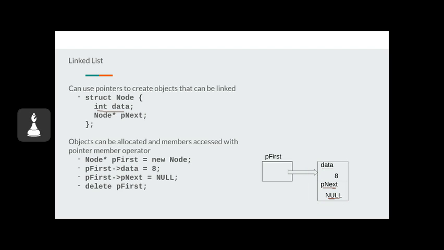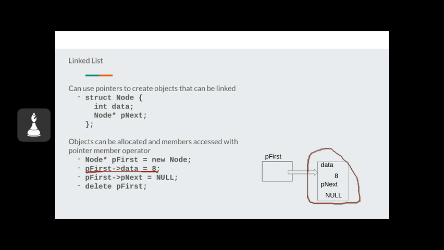Here's some code that uses a node and sets up this diagram. So we create a node pointer called pFirst, the pointer to the first item in the list, and we set that equal to a new node. That creates this situation here without any data in it. pFirst points to a new node. We don't have any data in it just yet. The next step is to store 8 in the data part of the first node.